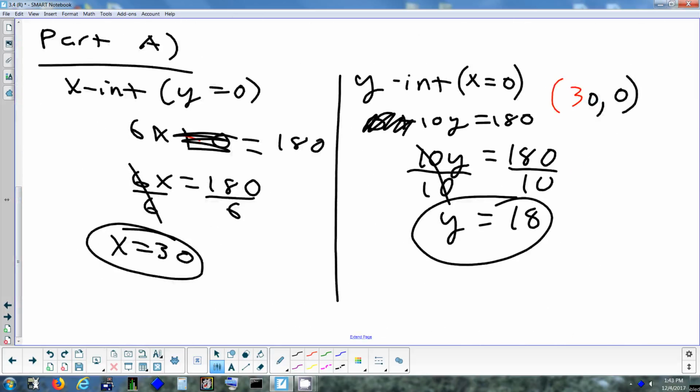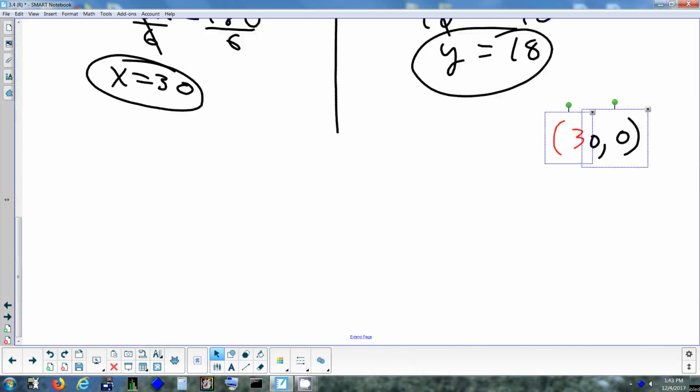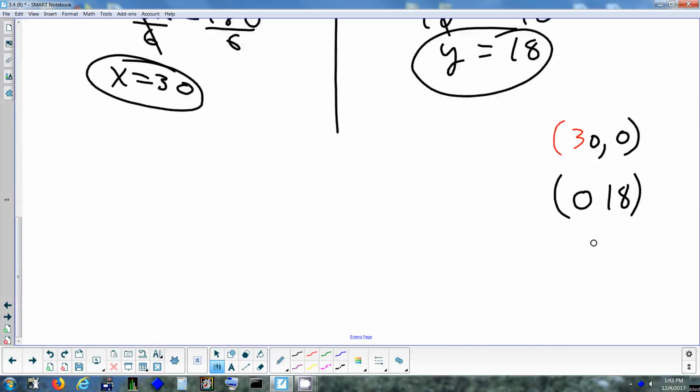Okay, so off to the side, or maybe down below, I'm just going to write my intercepts. 30, 0. How do I write the one with the 18? 0, 18. Yep. Okay, so any questions on that one?